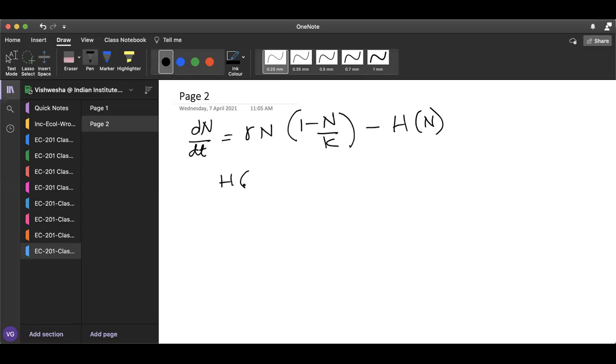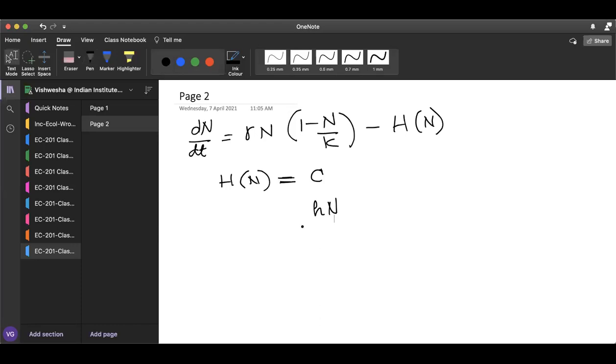h of n is constant, and we argued why this is a very unrealistic scenario. And then a second possibility was basically a constant times n. If you think of n as prey, as the population of prey increases, the harvesting increases proportionately.